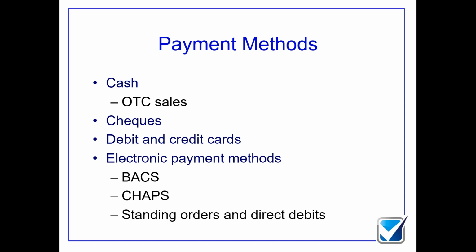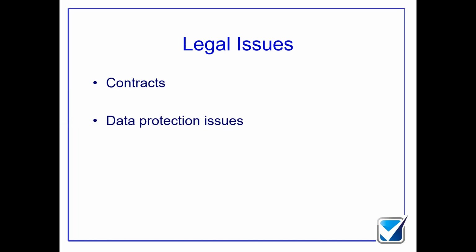Now, there are a couple of legal issues you need to have a very brief awareness of, and there's two things I need to talk to you about within this chapter. First and foremost, contracts, and then second of all, data protection issues. You do not need to have a huge in-depth knowledge of either of these. You just need to have a basic understanding of them.